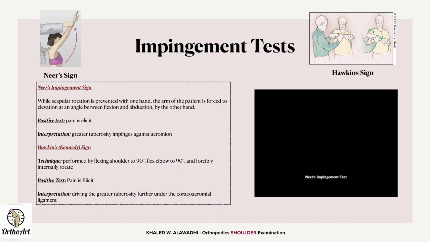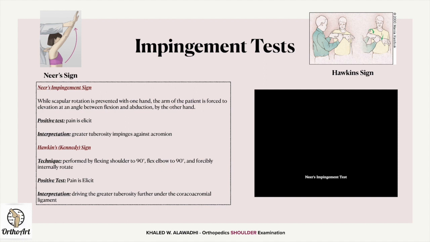Start with the impingement test with 2 tests: the Neer impingement sign and the Hawkins-Kennedy sign. In the Neer test, when the scapular motion is prevented with one hand, the arm of the patient is forced to be elevated at an angle between flexion and abduction by the other hand. A positive sign is elicited when pain is elicited while passively moving the shoulder at the elevation, meaning the greater tuberosity is impinging against the acromion.